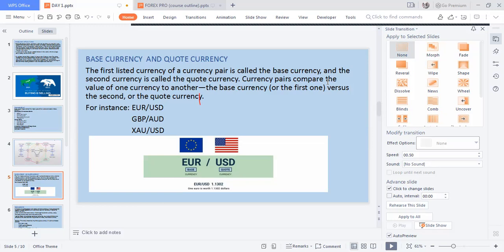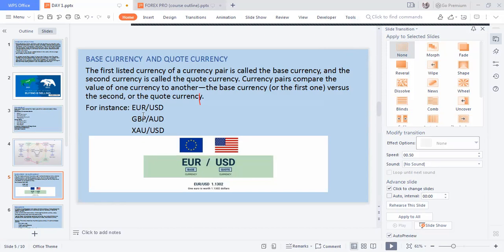If you look at my screen, you see something like base currency and quote currency. Now, the first listed currency of a currency pair is called the base currency, and the second currency is called the quote currency. Currency pairs compare the value of one currency to another. I repeat, a currency pair compares the value of one currency to another. What am I trying to say? Look at my screen very well.